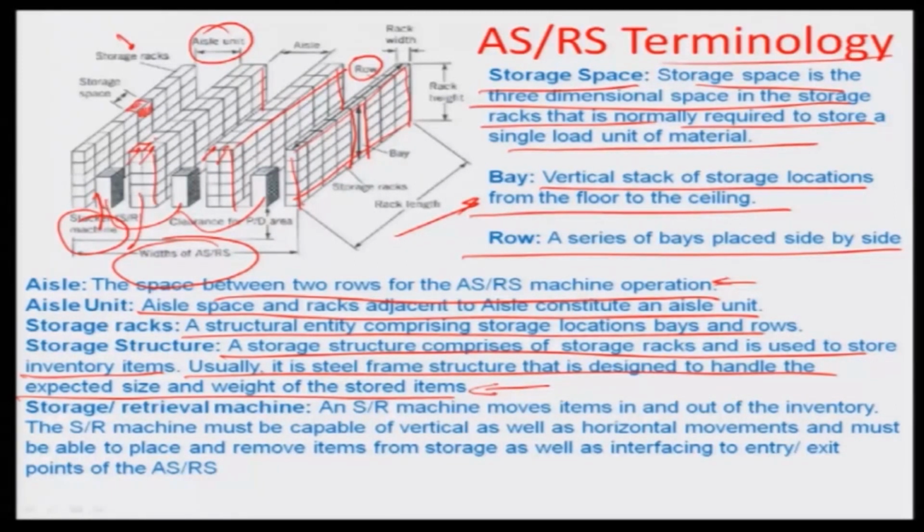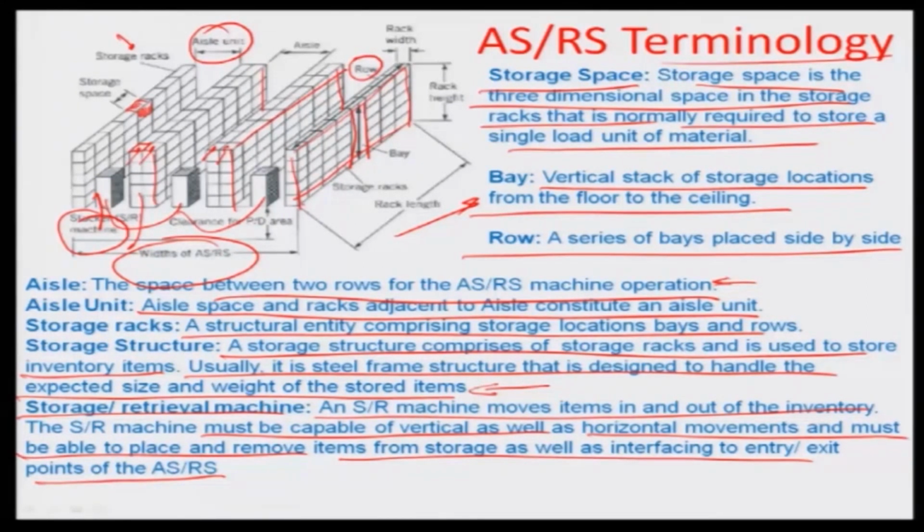And then obviously you have the storage and retrieval machines, the SR machines, which move items in and out of the inventory. The SR machine must be capable of vertical as well as horizontal movements, must be able to place and remove the items from storage, as well as interface with the entry and exit points of the ASRS. So that is how you define the ASRS mechanisms.